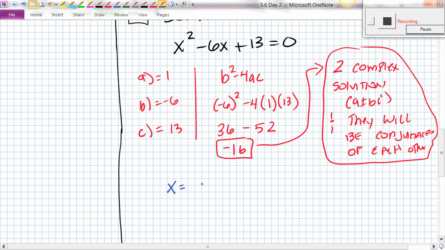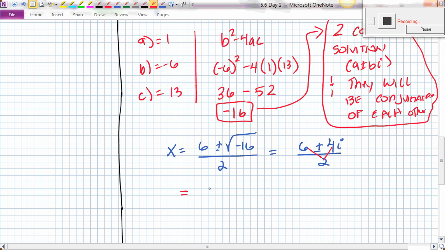x is going to be -b, which is going to be 6, plus or minus the square root of -16, all of my work in there, divided by 2 times a. 2 times 1 is just still 2. So breaking down that negative square root gives me 6 plus or minus 4i divided by 2. Doing a quick check now, 6 can divide by 2, 4 can divide by 2. So I'll take out a 2 from the top, 3 plus or minus 2i, all divided by 2. My 2's can then cancel, leaving me with 3 plus or minus 2i for my answer.